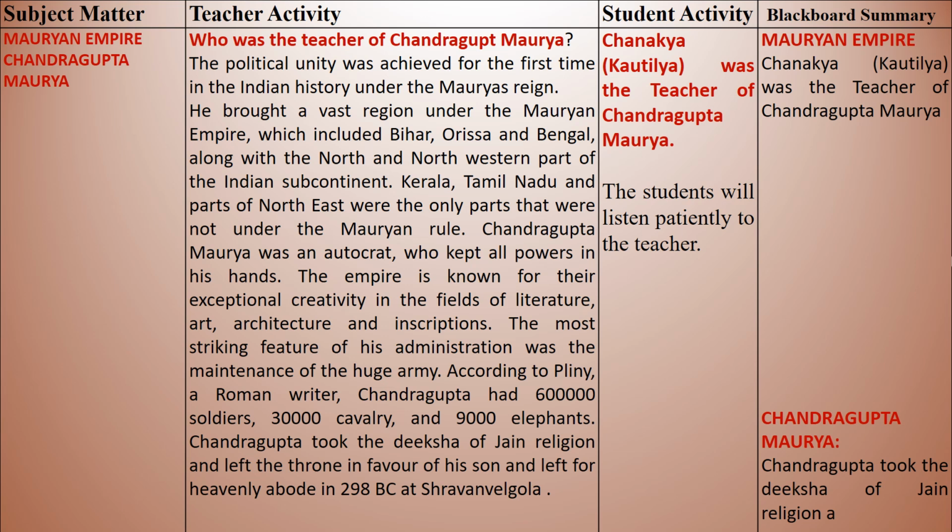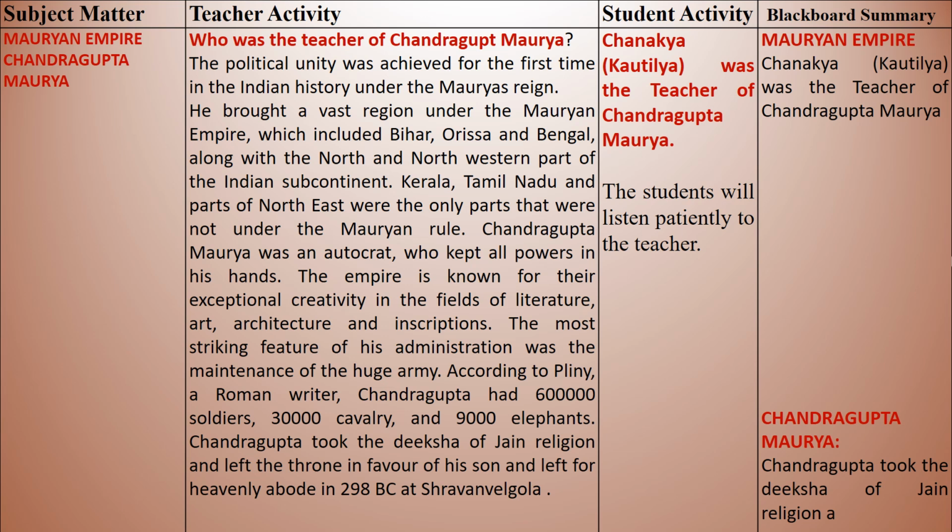He brought a vast region under the Mauryan Empire, which included Bihar, Orissa, and Bengal, along with the north and northwestern part of Indian subcontinent. Kerala, Tamil Nadu, and parts of northeast were the only parts that were not under the Mauryan rule. Chandragupta was an autocrat who kept all the powers in his hand.